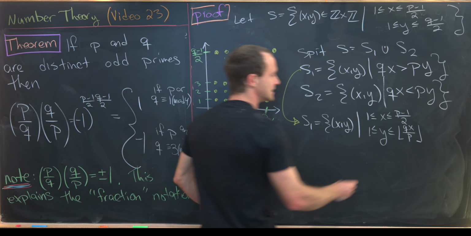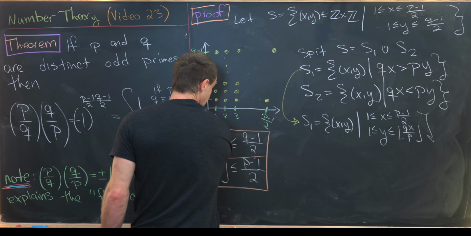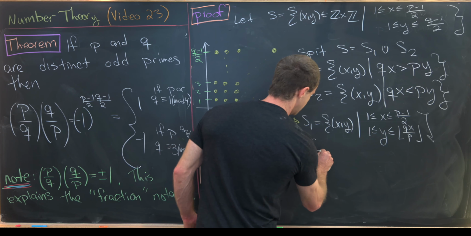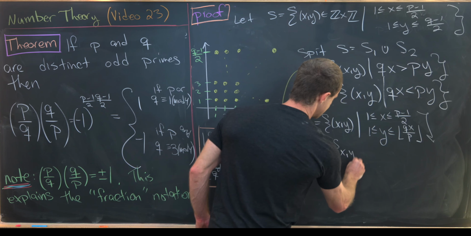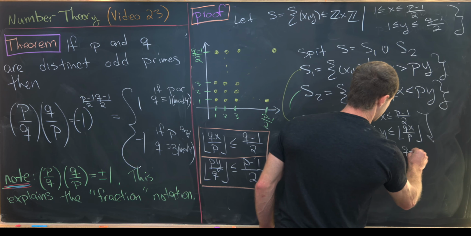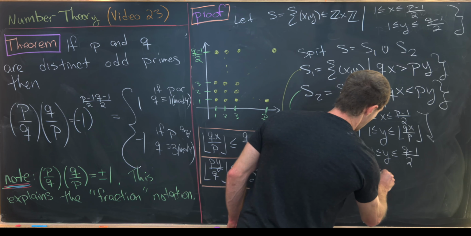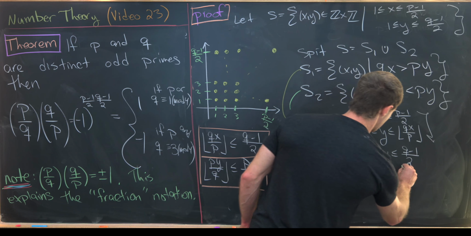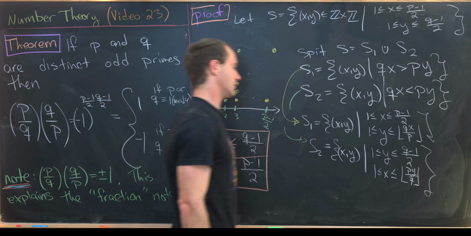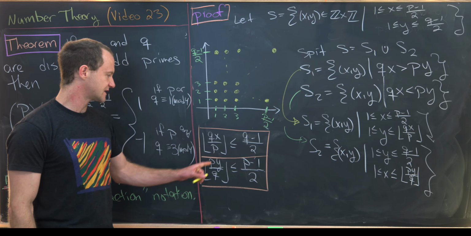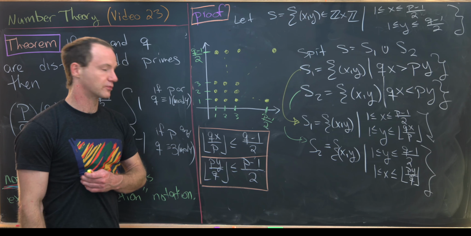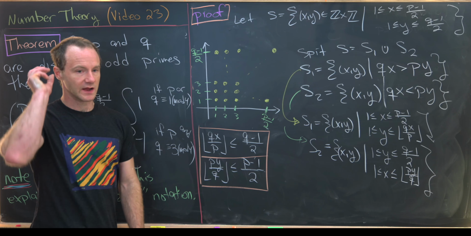Okay, great. And so now we can do a similar rewriting of S2. So let's do that. S2 is equal to all lattice points x, y satisfying 1 is less than or equal to y, which is less than or equal to (q minus 1) over 2, and 1 is less than or equal to x, which is less than or equal to the floor of py over q. Okay, great. And now these floors of qx over p and py over q look a lot like the objects from our previous work. Okay, nice.